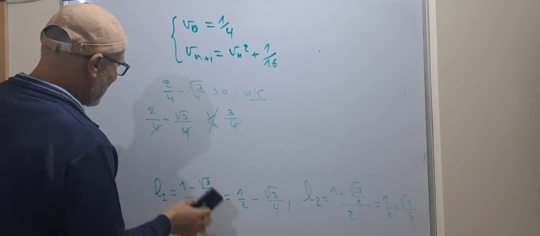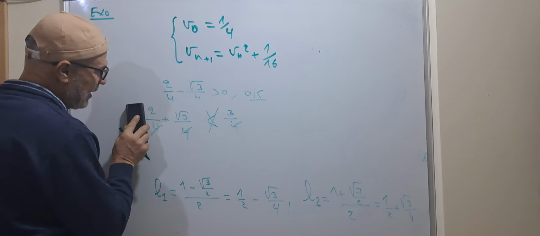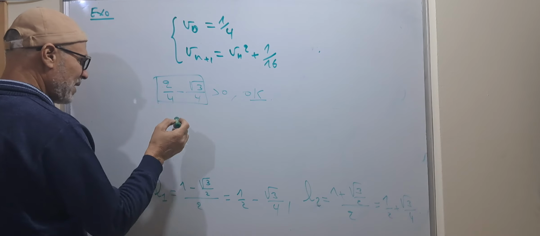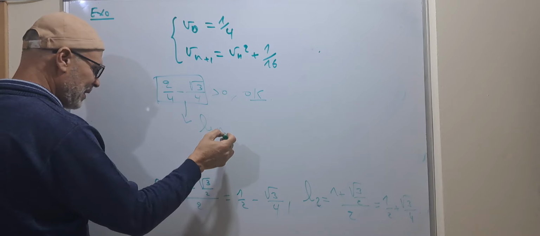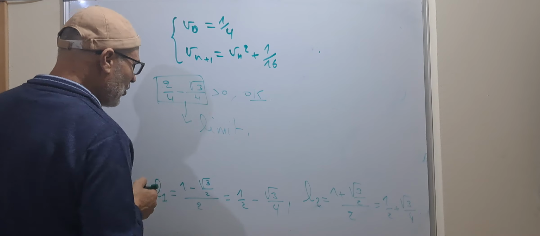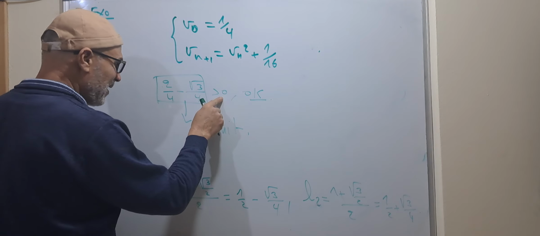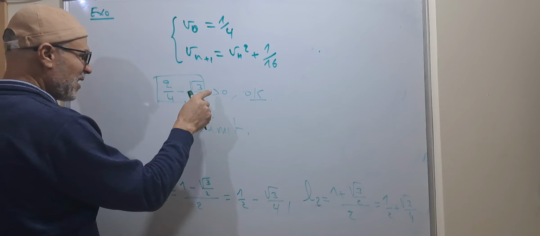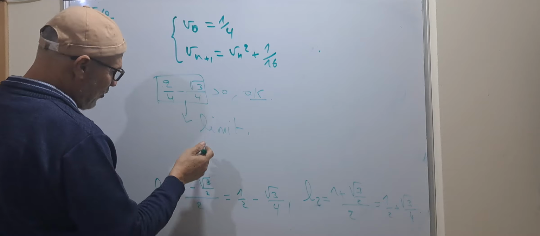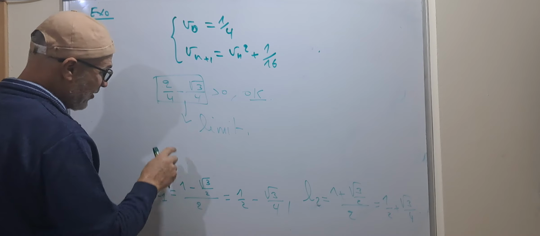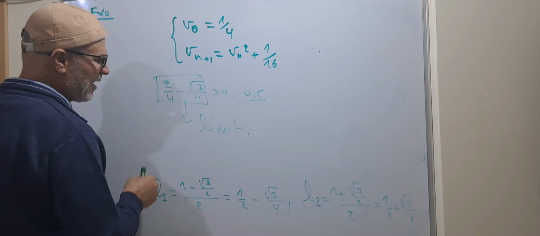It cannot be the limit, but this one is the limit of the sequence. Why? Because it is greater than 1 over 16 and it is less than 3 over 4. We can check this easily, I think.